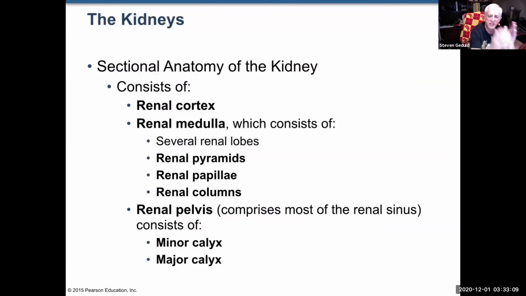All right, so a cross-section of the kidney. You have a cortex and a medulla. The cortex is the outer layer. The medulla is the inner layer. The medulla has your renal lobes, which are individual sections of the kidney that are divided off. You have your renal pyramids, renal papillae, and renal columns. I'll show you exactly what all those are. The renal pelvis is the area where the urine is dumped into. You have your minor calyx, your major calyx, and then your renal pelvis, where the urine gets put into, and then it goes into your ureter.